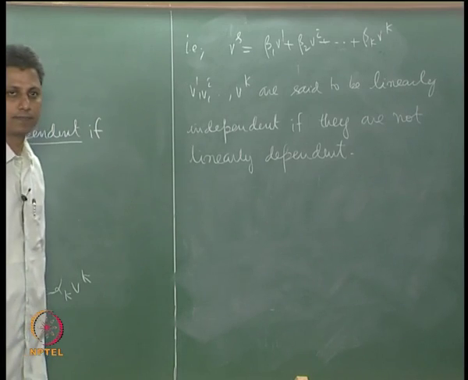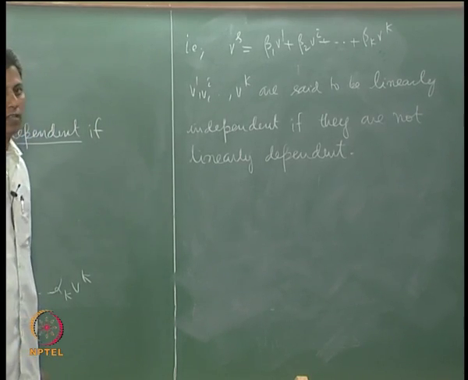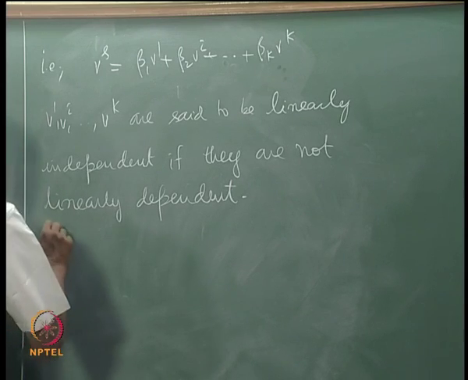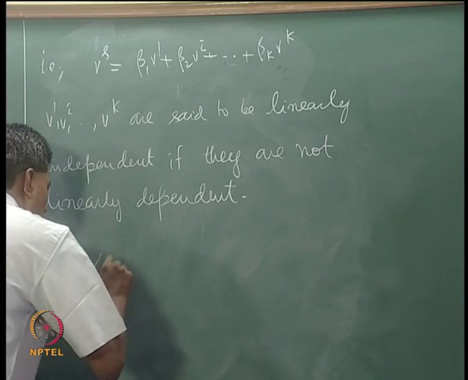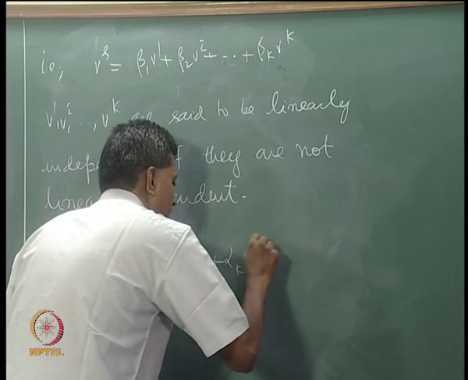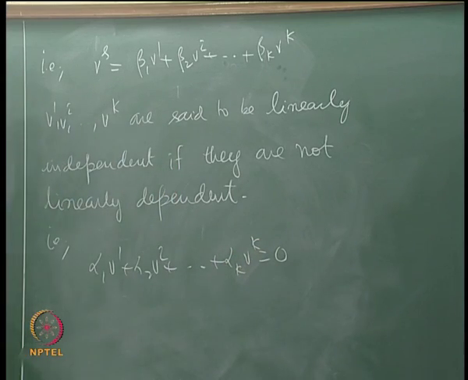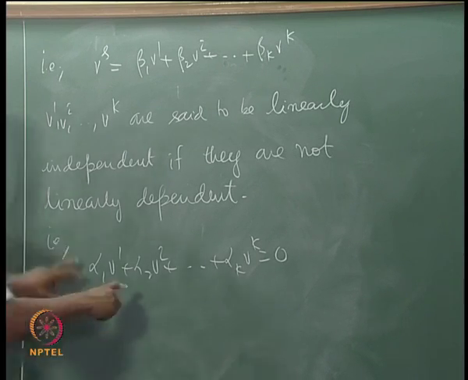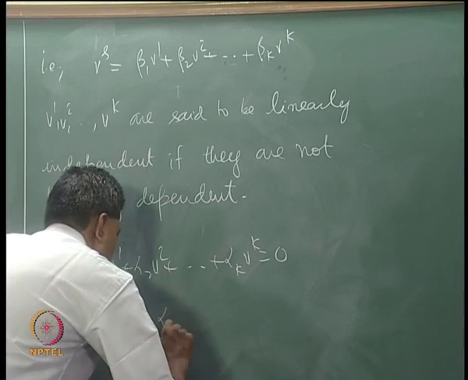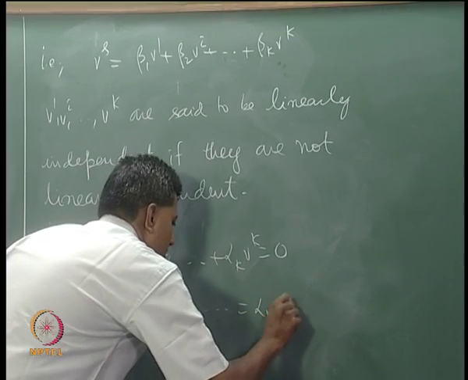Of course, what does it mean in terms of that equation, alpha 1 v1 plus etc. alpha k vk equal to 0? Suppose alpha 1 v1 plus alpha 2 v2 plus etc. plus alpha k vk equal to 0 holds where I do not have linear dependence. Then each scalar must be 0. So this implies that alpha 1 equals alpha 2 etc. equals alpha k equals 0.